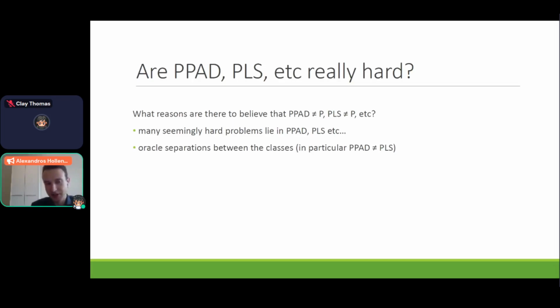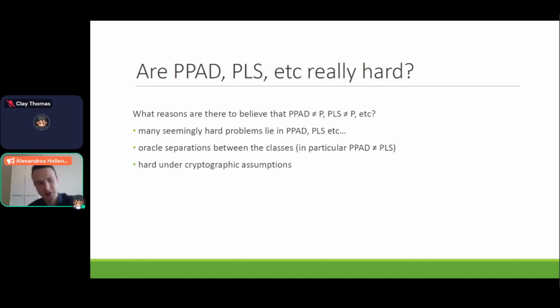The second answer you can give, a bit more technical, is that there are oracle separations between the classes. And in the theory of TFNP, for now, there hasn't been an oracle separation that has been proved wrong. So for now, that does mean something. It means that some types of reductions that are kind of black box are not going to work to prove that PPAD is equal to P, or that PPAD is equal to PLS, etc.